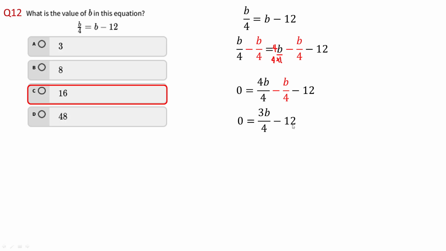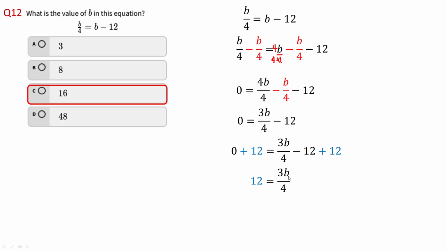Now, I want to get rid of this minus 12 because I want any numbers that don't have variables with them on the opposite side of where my variable term is. So the opposite of subtracting 12 would be to add 12. So I'm going to add 12 to both sides. I add 12 to the 0, add 12 to this. Negative 12 plus 12 is 0. So I would just have 3b over 4 equals 12.